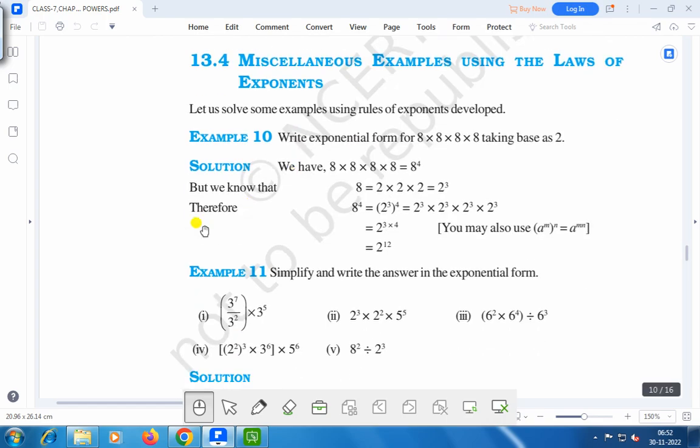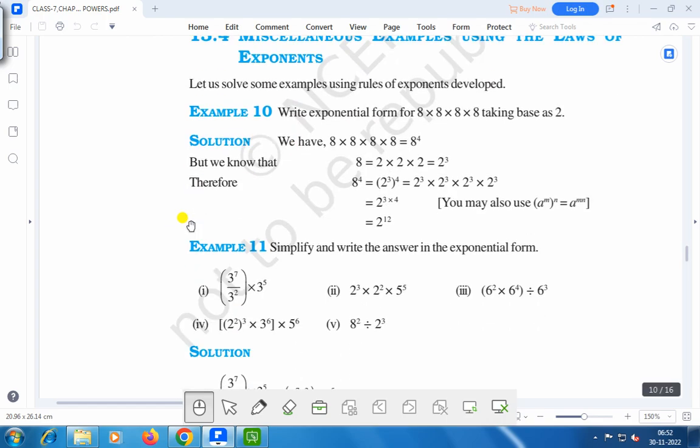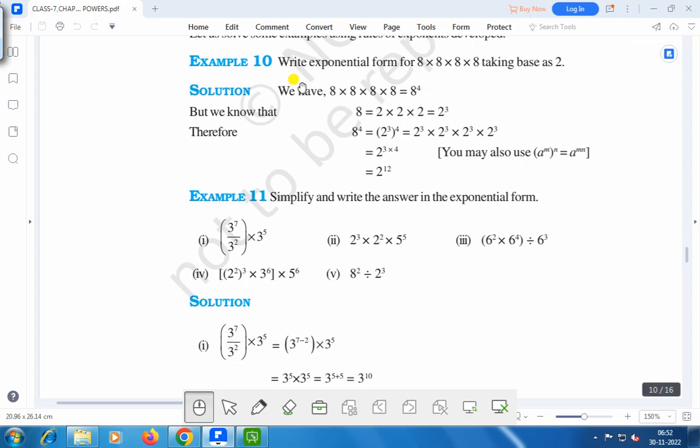Miscellaneous examples using the laws of exponents. Let us solve some examples using the rules of exponents developed. Write the exponential form for 8 into 8 into 8 into 8, taking base as 2. Then 8 can be written as 2 into 2 into 2, which is 2 to the power 3. So 8 to the power 4 means 2 to the power 3, whole to the power 4. That is 2 to the power 3 into 2 to the power 3 into 2 to the power 3 into 2 to the power 3, or 2 to the power 3 into 4. Using a to the power m, whole to the power n, that is 2 to the power 12, right?